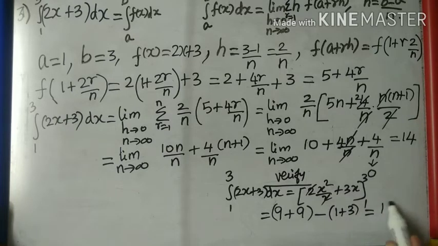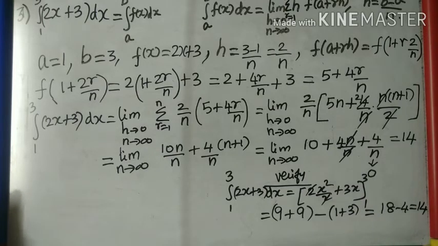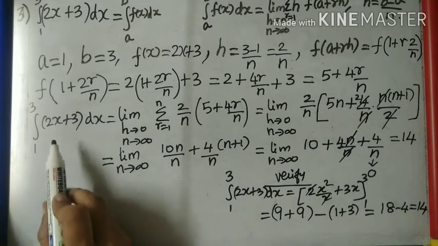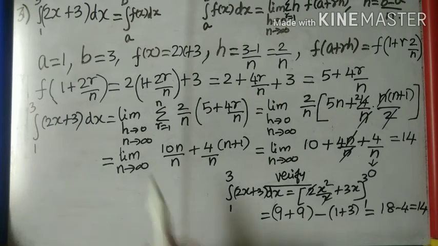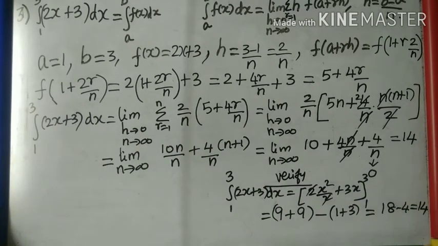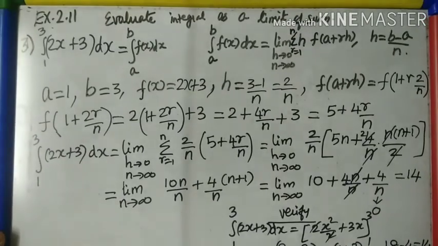So that is 18 minus 4. That is also 14. So we are able to show the integral value is 14. The limit of sum is also 14. So both are equal. And that is the answer.